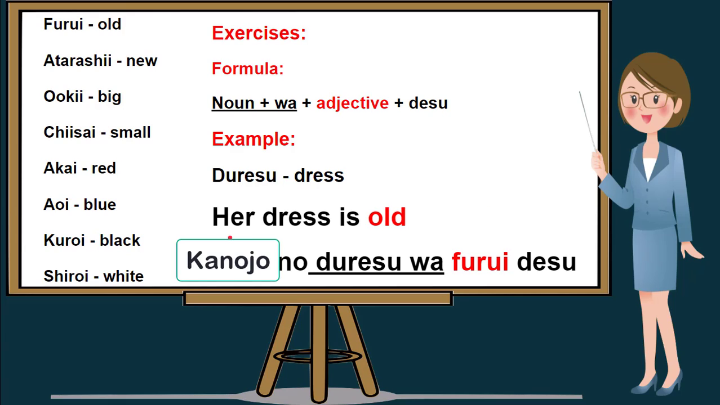Very good. Let's translate this word by word. Her in Nihongo is kanojo no. Dress is dresu wa. Still following our formula. Furui, which is the adjective, means old. Plus, the last word that we will be adding in this statement is desu. So, kanojo no dresu wa furui desu means her dress is old. Let's read this statement once again. Kanojo no dresu wa furui desu. In English, her dress is old.